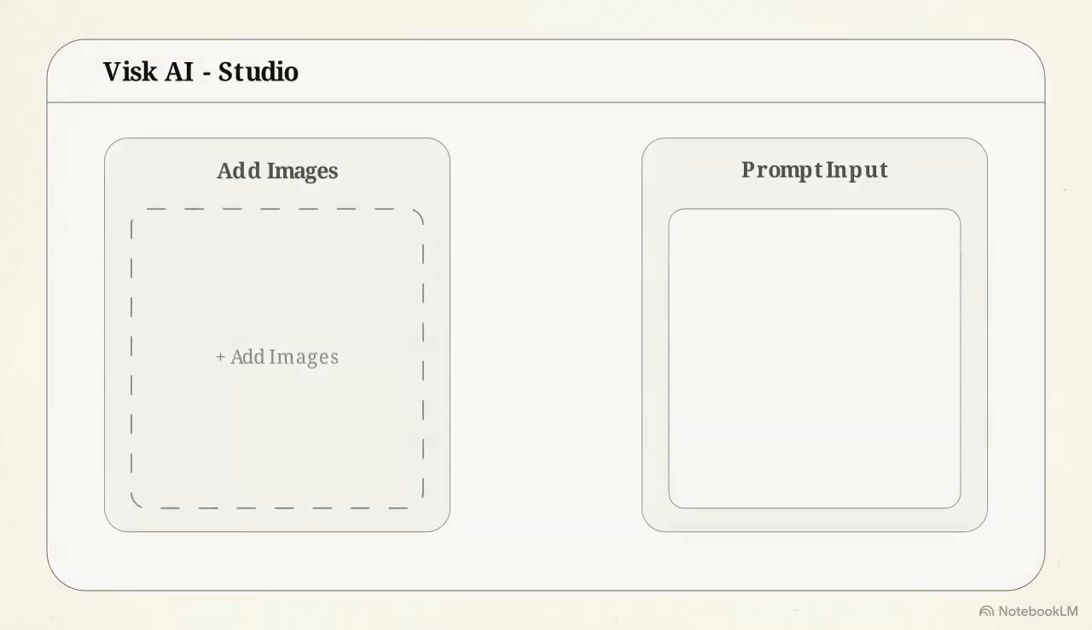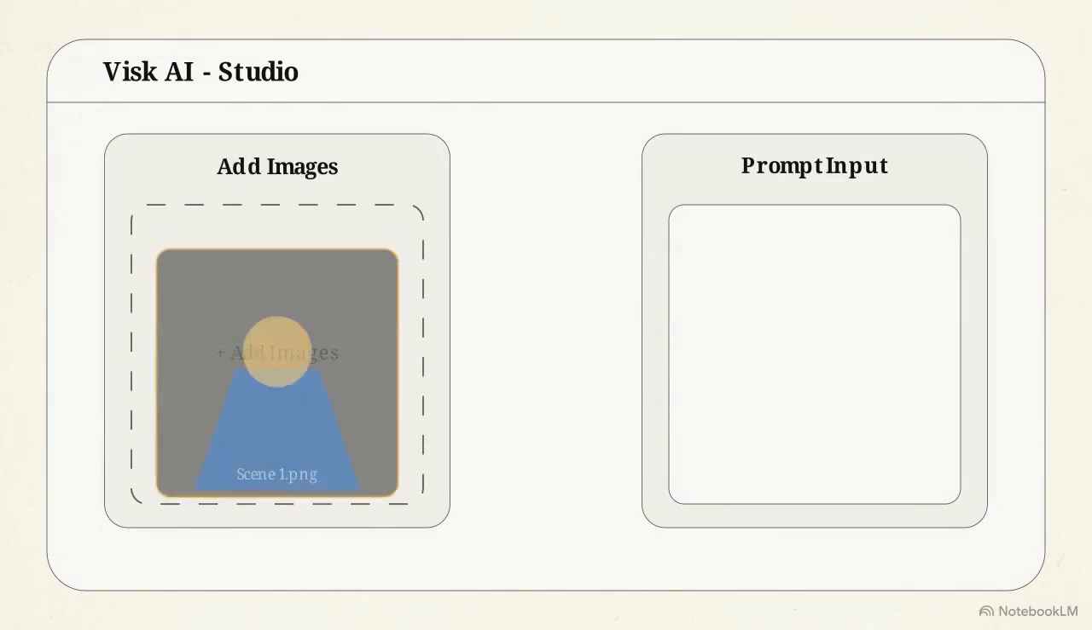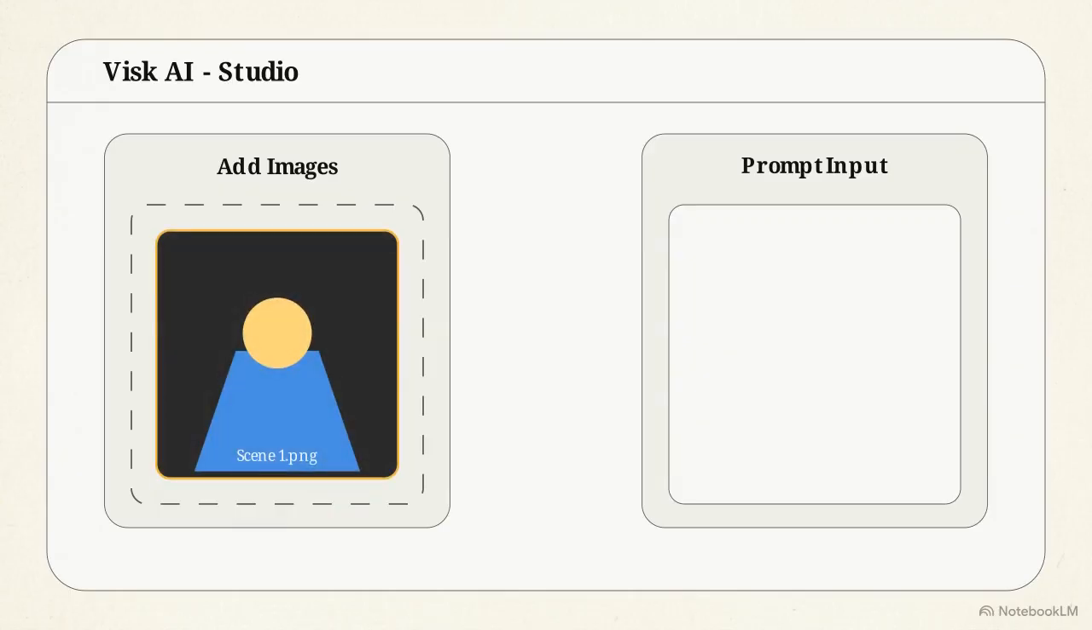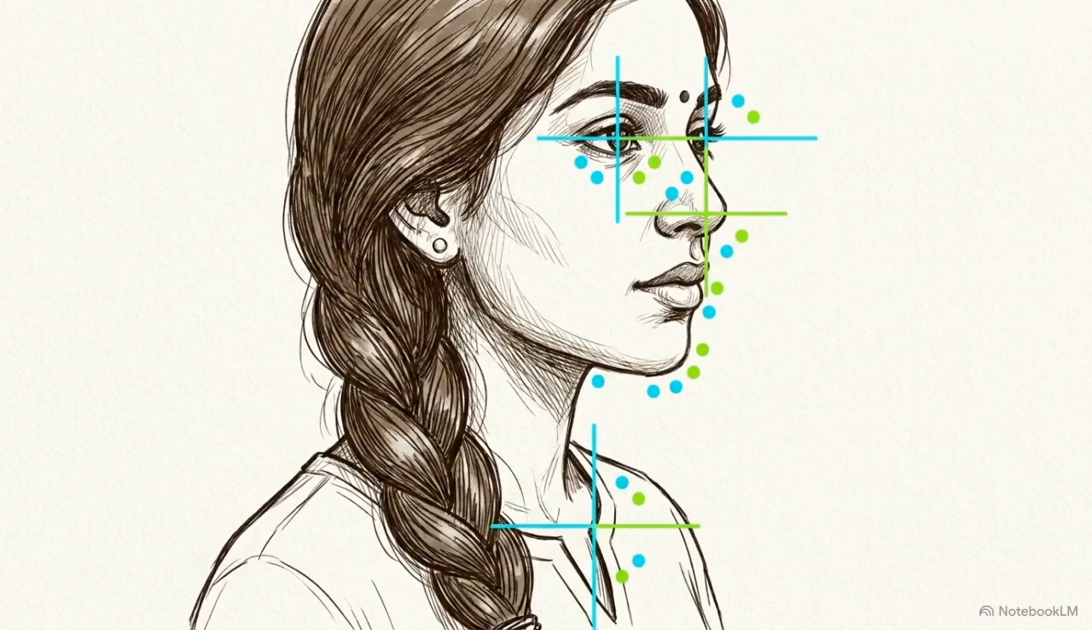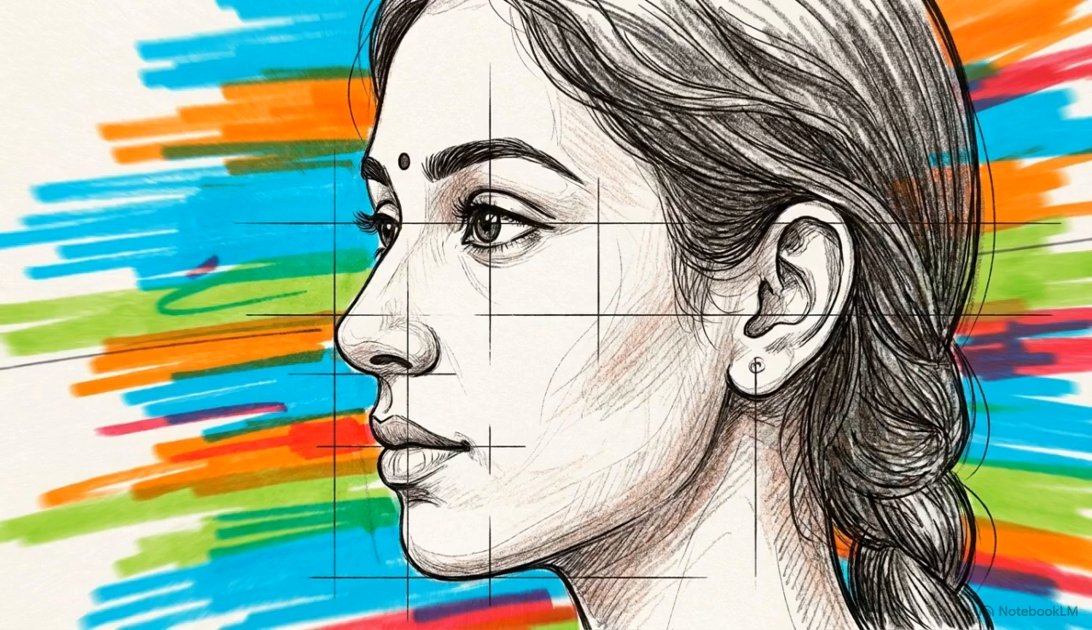Here is how that looks in the interface. You upload your completed Scene 1 image into the Add Images section and connect that reference directly to your new text prompt for Scene 2. By feeding the previous image back into the system, you force the AI to anchor onto the specific facial features and clothing of your character, even as it generates an entirely new background environment.